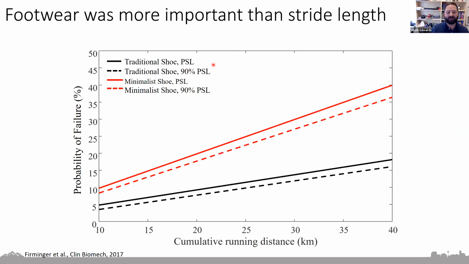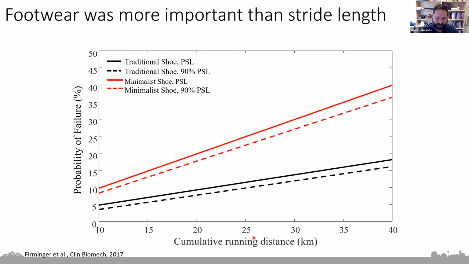And if we take those strains and the stress volume and we do this Weibull analysis to try to come up with the probability of failure, we can see that the probability of failure increases much more rapidly when you're wearing these minimalist shoes than when you're wearing a traditional shoe.